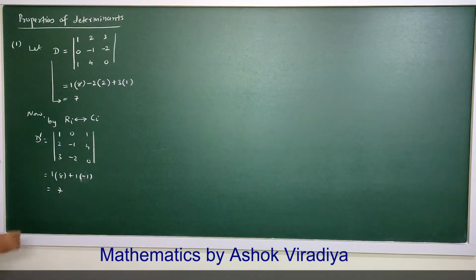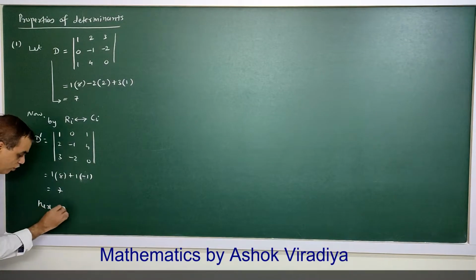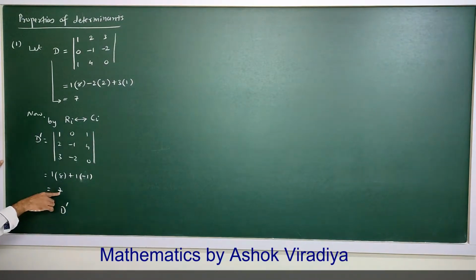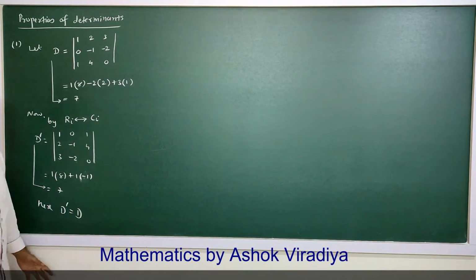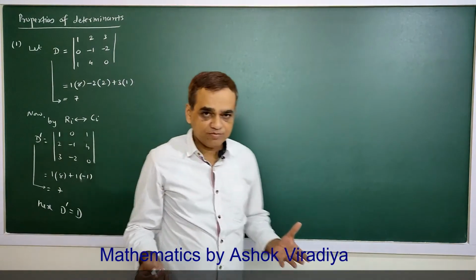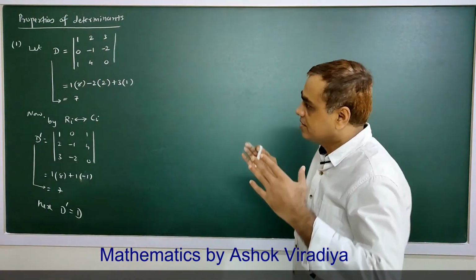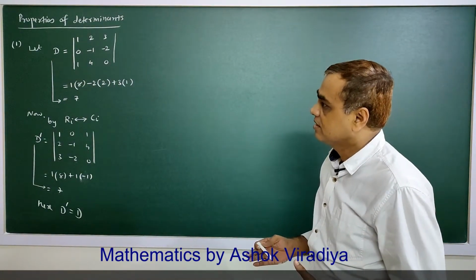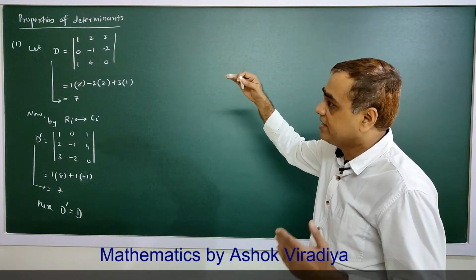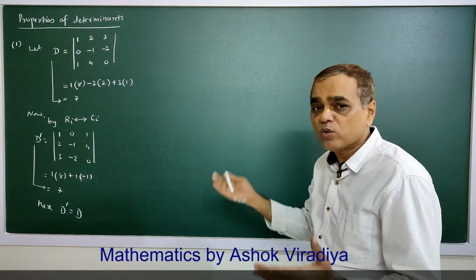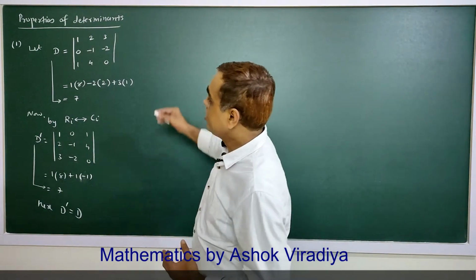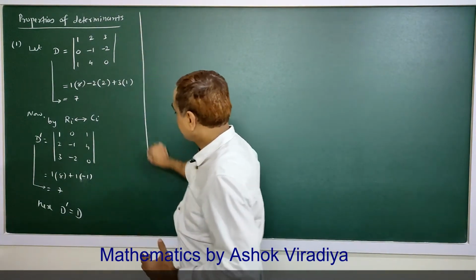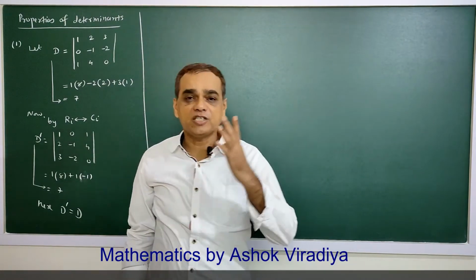So you can see that here value of new determinant is 7. Value of given determinant is also equal to 7. So values are same. So we can say that if all the rows of any determinant are converted into its corresponding columns, then value of given determinant remains unchanged.